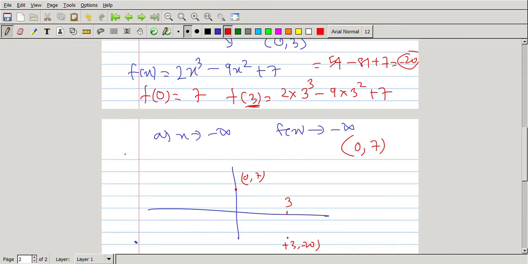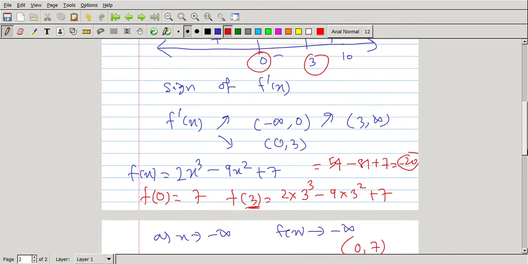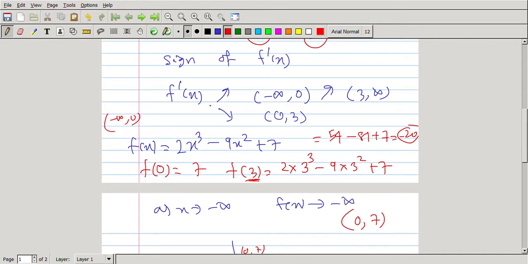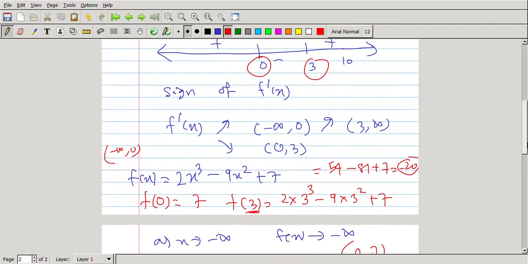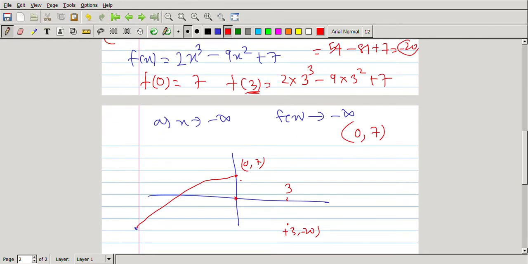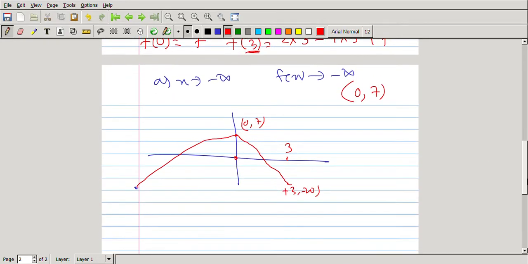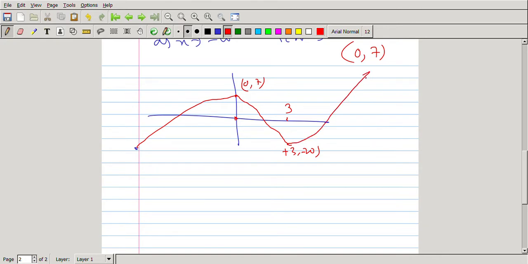So what happens is, as we go from minus infinity to 0, the function increases, and it goes till this point. So the graph will be somewhere like, let me redraw it again, something like this. Now from 0 to 3 the function decreases, right? So it decreases till this point. And then from 3 to infinity it increases, right? So this is more or less the graph of the function.